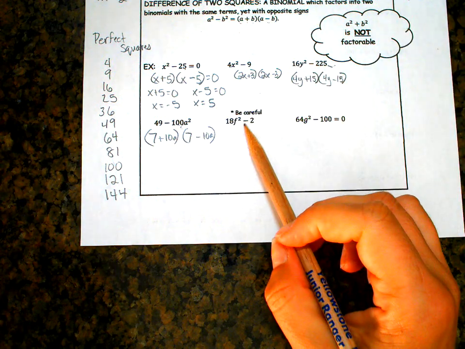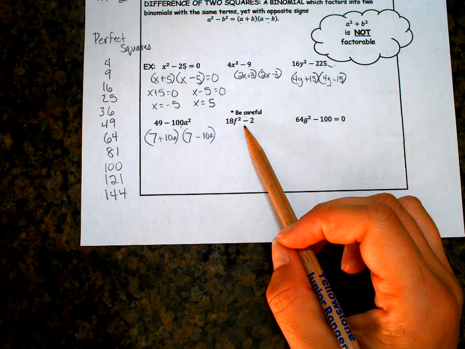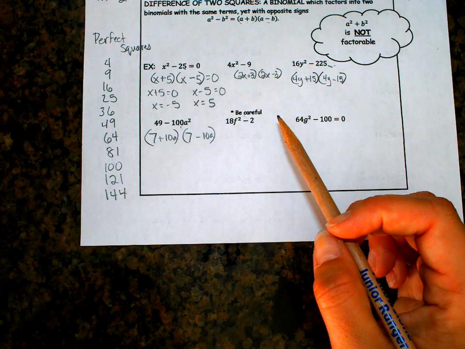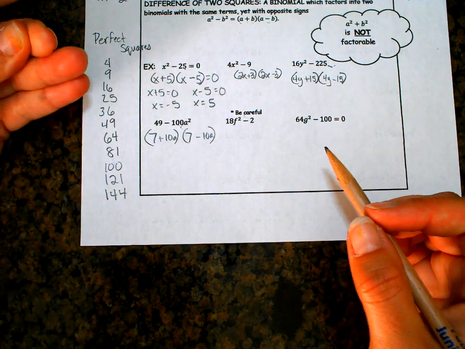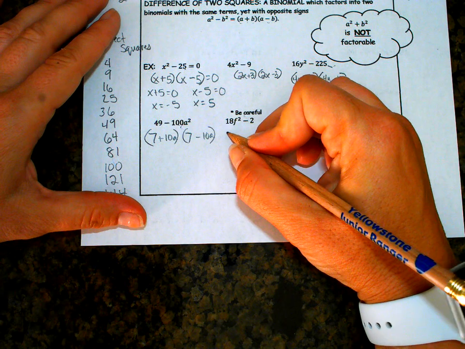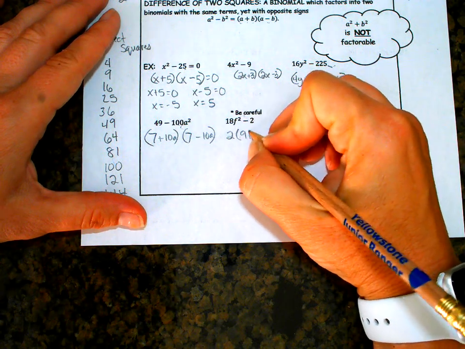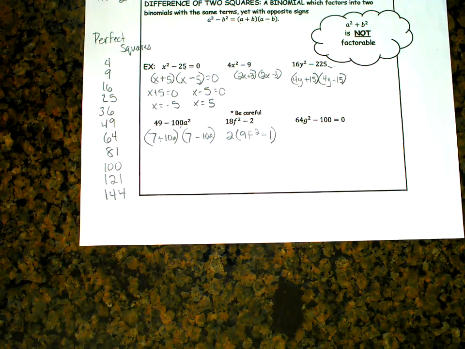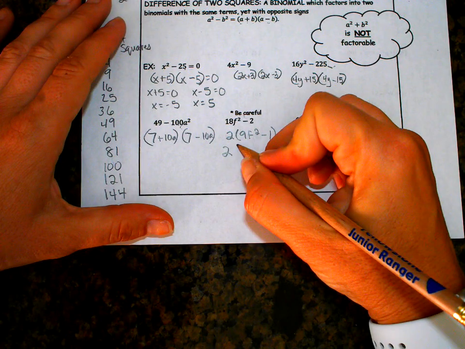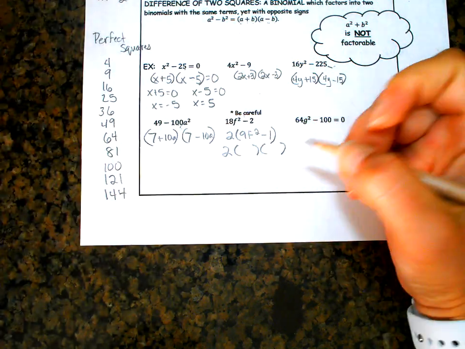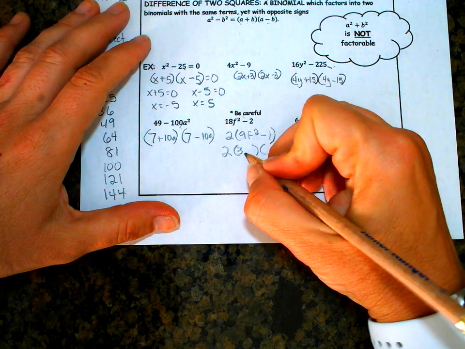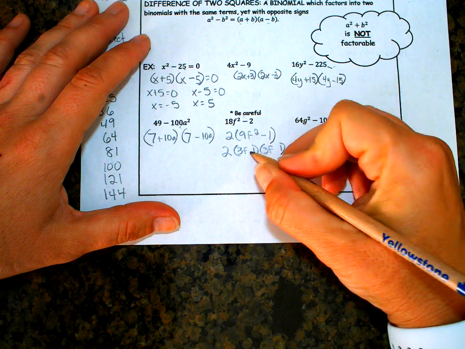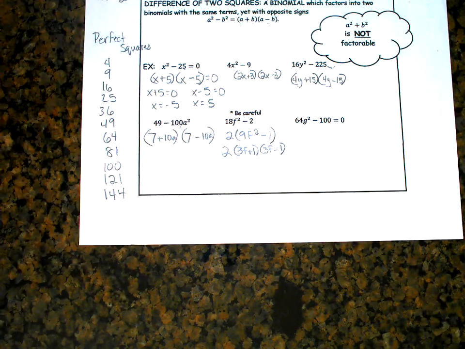Okay. This last, be careful because there's a GCF. This is from like yesterday. Okay. So I'm going to factor out a 2. And when I factor out a 2 with my GCF, then I have to do 9f squared minus 1. 3f, 3f, 1 and 1, plus minus. That's a little tricky, okay?